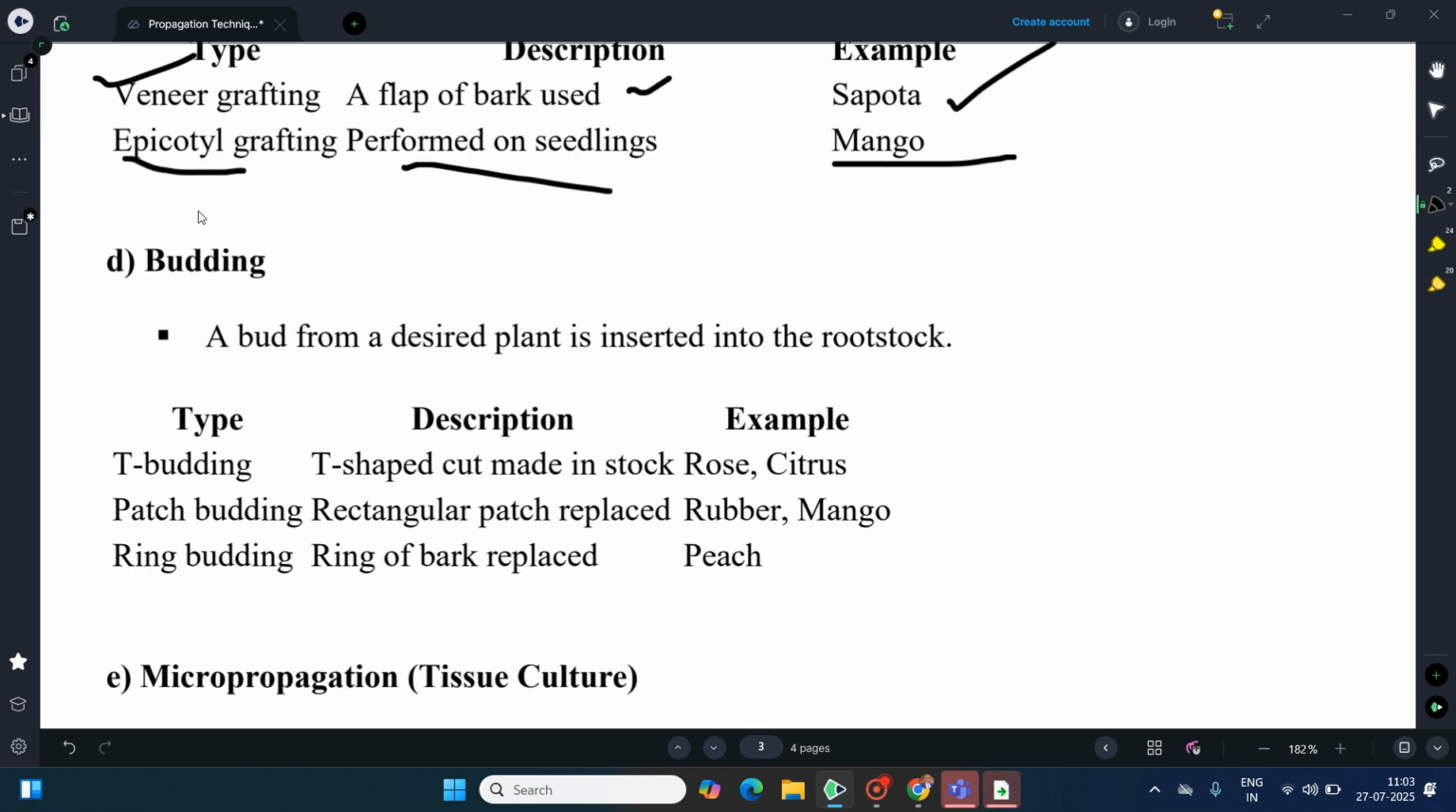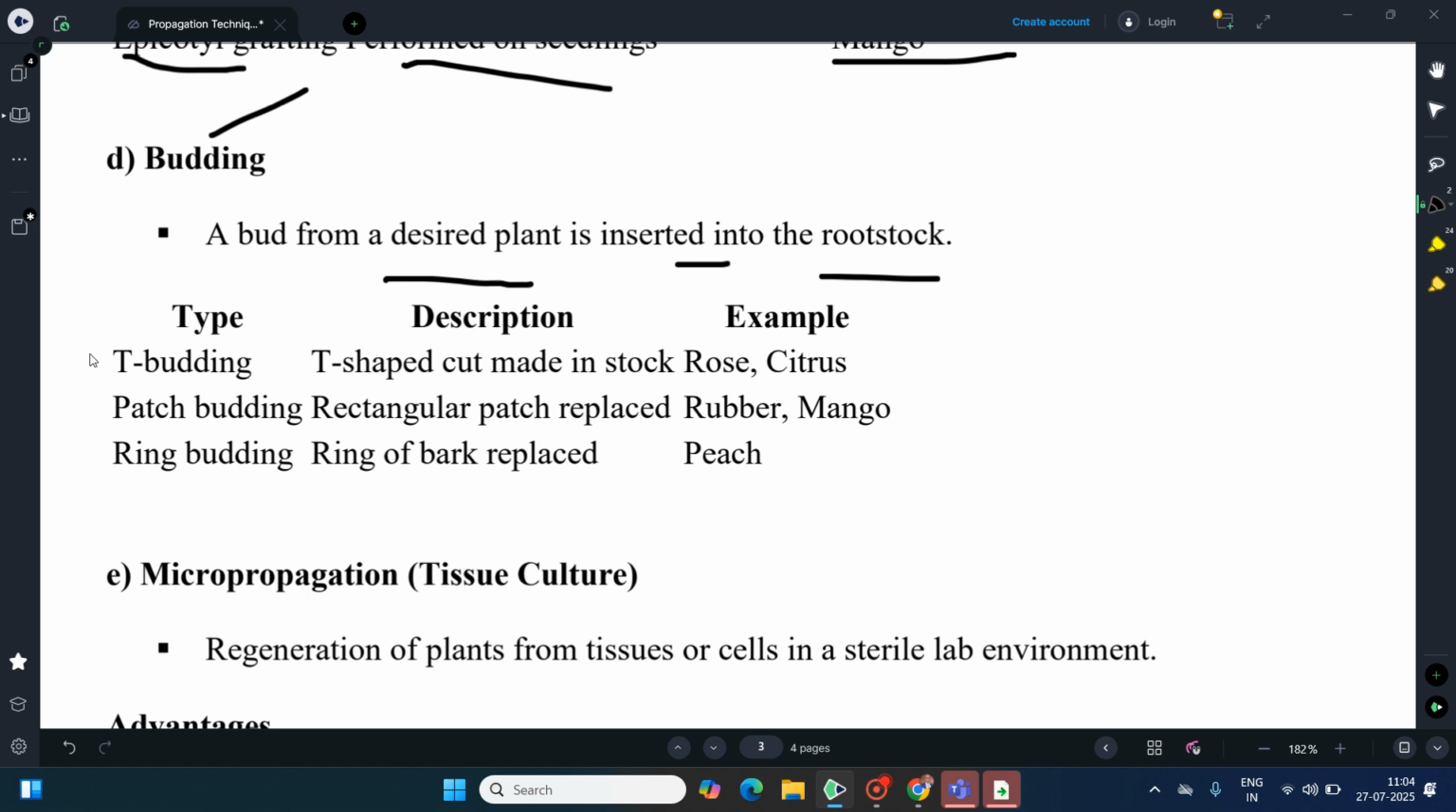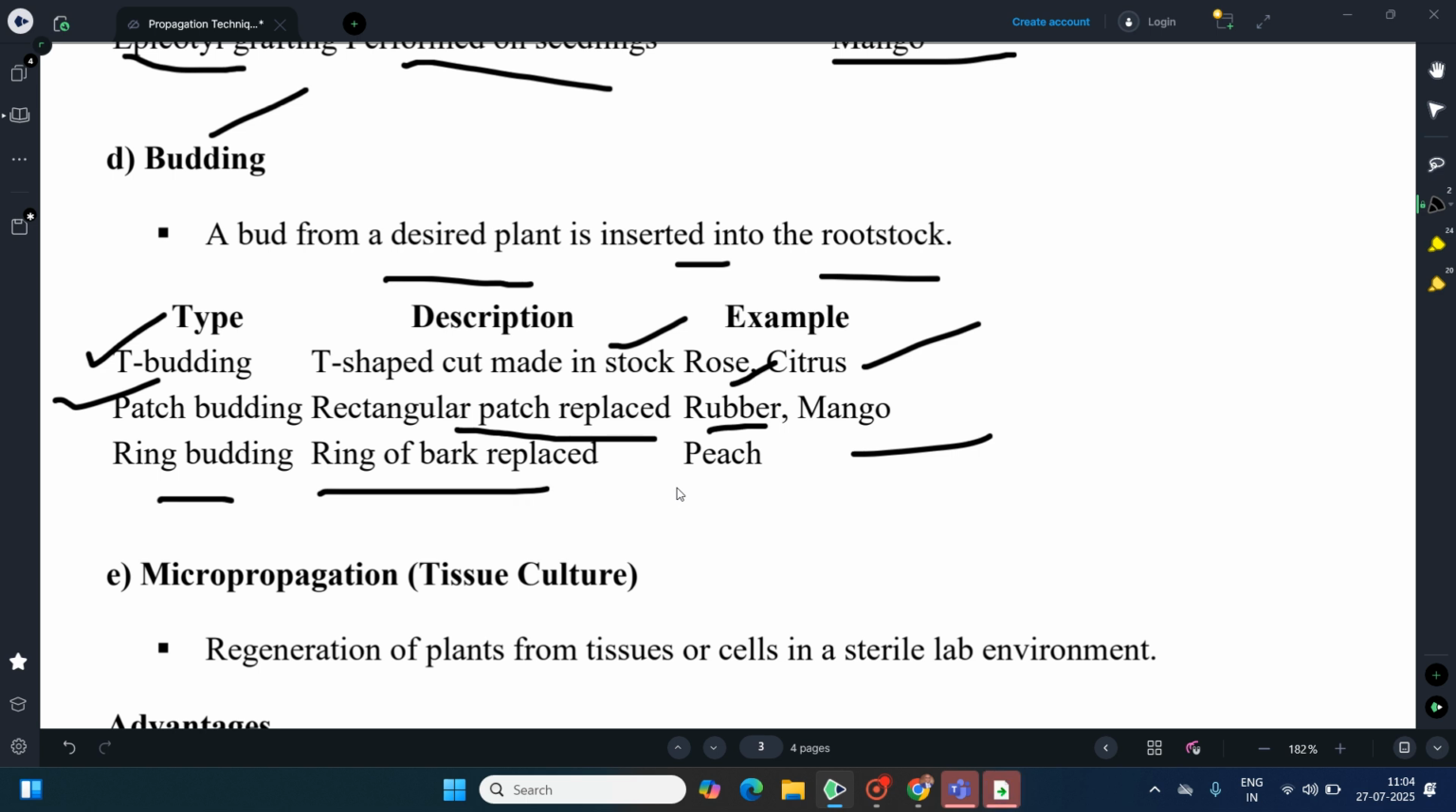The fourth one is budding. A bud from the desired plant is inserted into the rootstock. There are three types of budding. One is T budding, a T-shaped cut made in the rootstock. The examples are rose and citrus. Patch budding, a rectangular patch is replaced in this case, and examples are rubber and mango. Ring budding, a ring of bark is replaced, and example is peach.